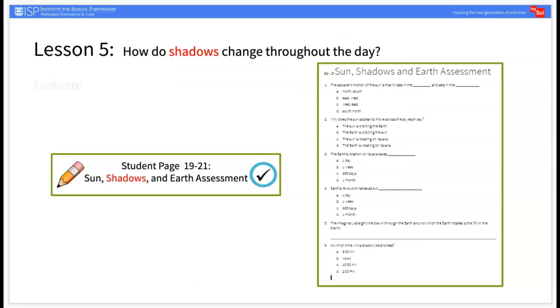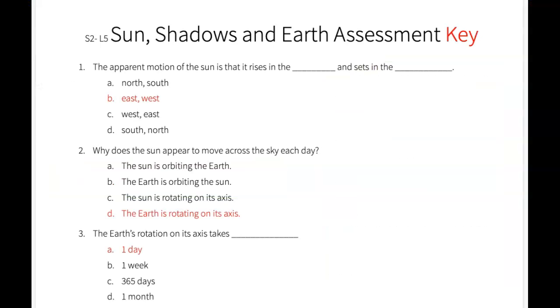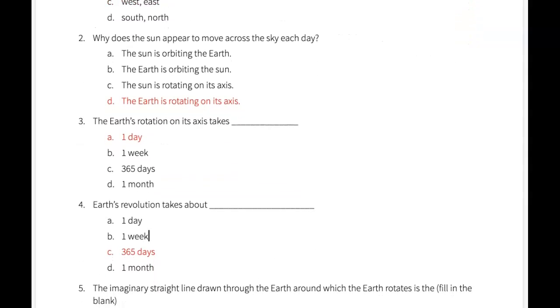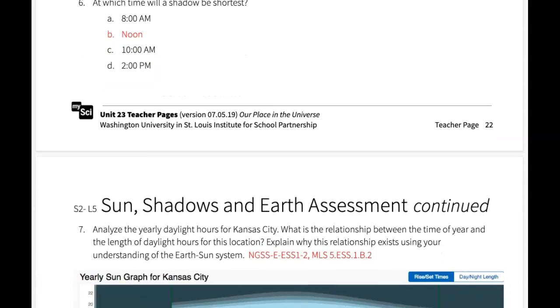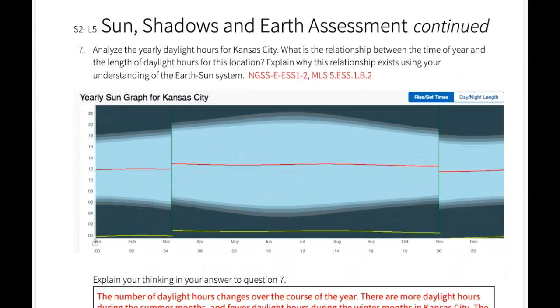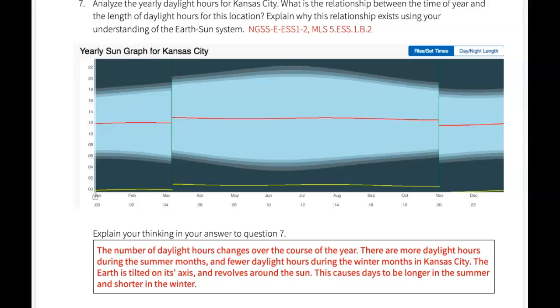In the Evaluate portion of this lesson, students will complete a formative assessment. The evaluation covers content from the entire section. Students will answer a series of multiple choice and short answer questions about the Sun-Earth relationship and how this relationship influences day and night, the seasons, including daylight hours throughout the year, and shadows.